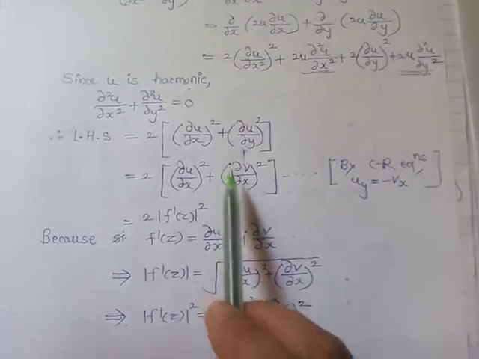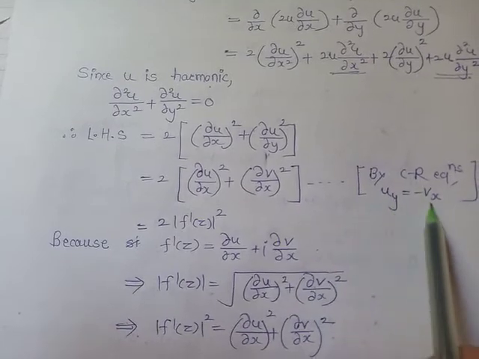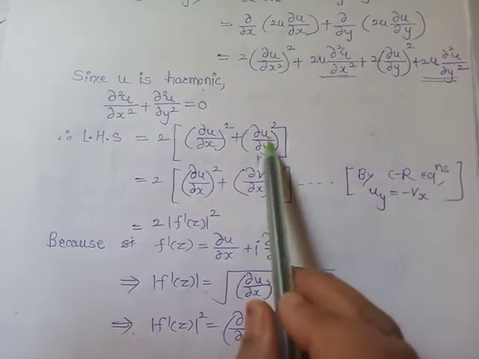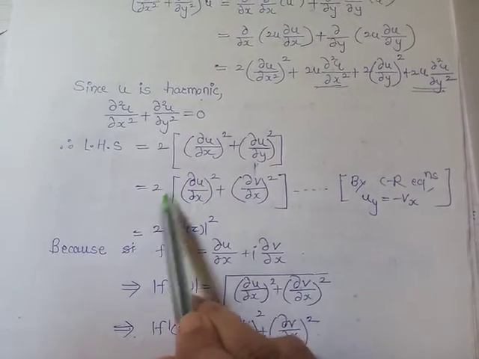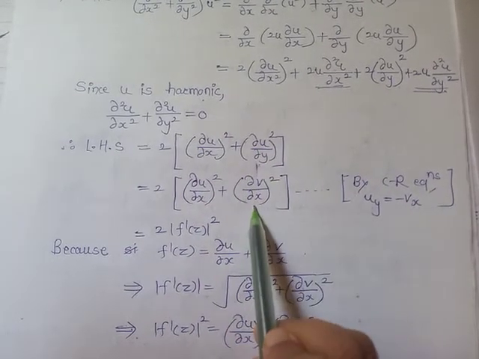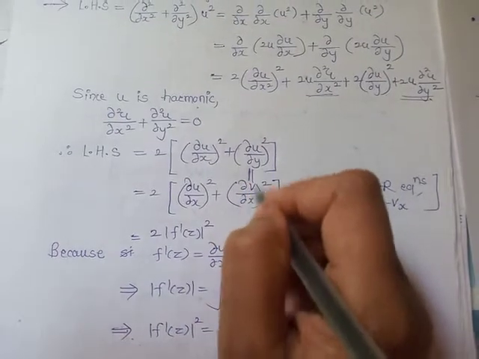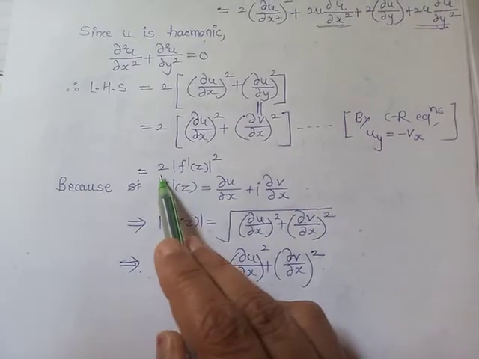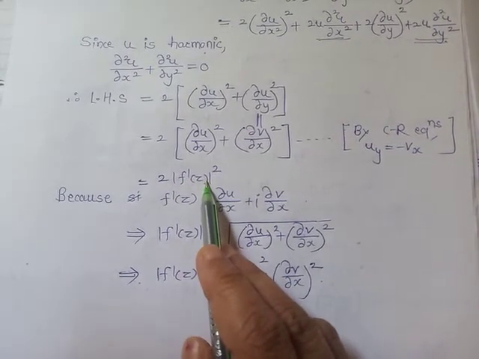Now again, if we use CR equations here, then we know uy is minus vx. So in place of uy, if we replace by minus vx, then if we make squares, then 2 bracket (∂u/∂x) square plus bracket (∂v/∂x) square. So this is because of CR equations. Then this is nothing but 2 mod f dash z square.